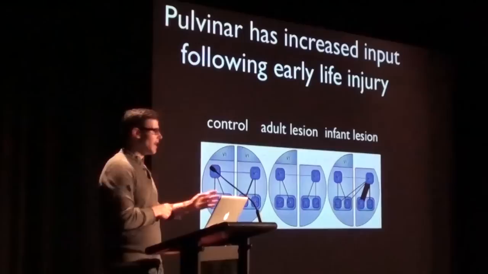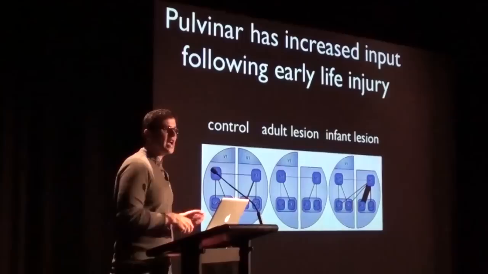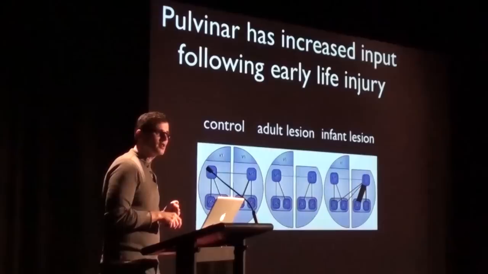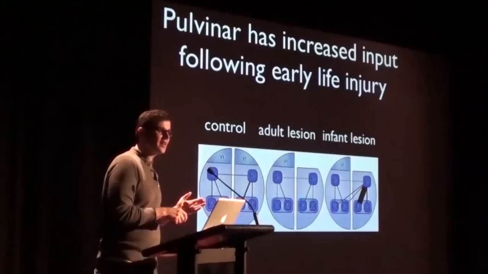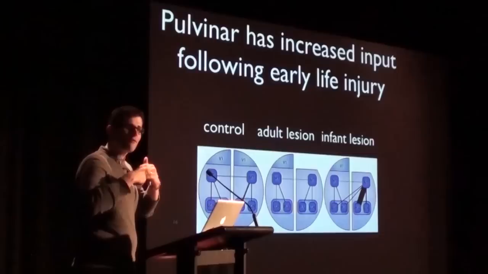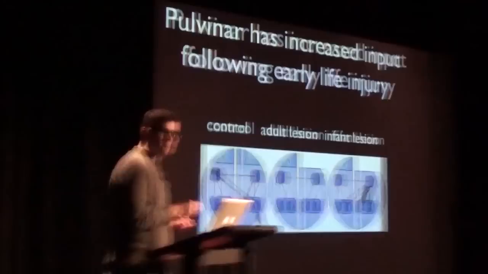If you remove this part of the brain in a young animal, this pathway doesn't get pruned back like it would in an adult. We've been able to show that following a lesion of the primary visual cortex, this ability to retain vision following the lesion is through this pathway. So the information has been rerouted through a different mechanism.